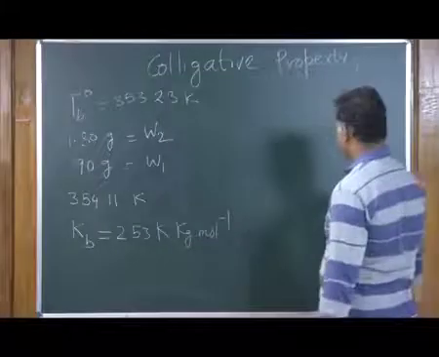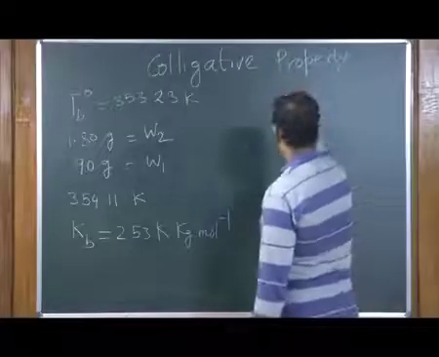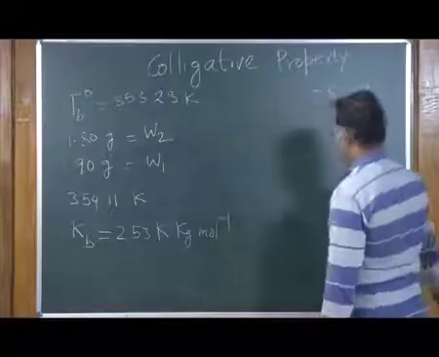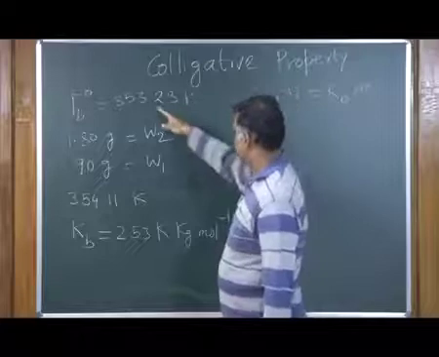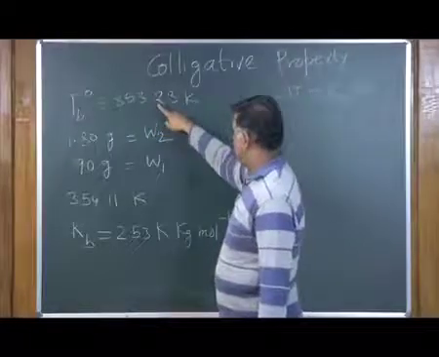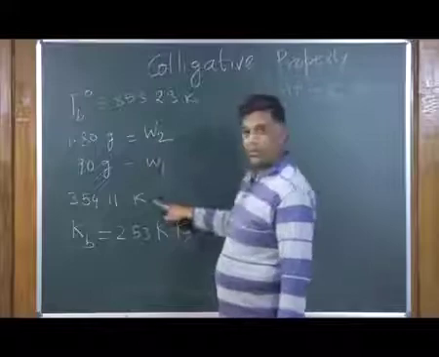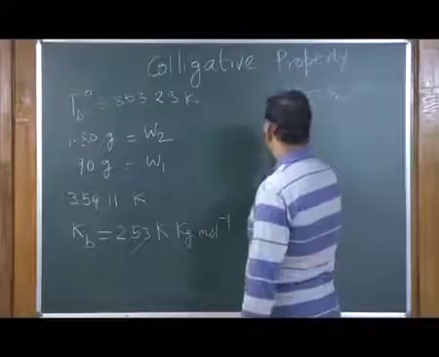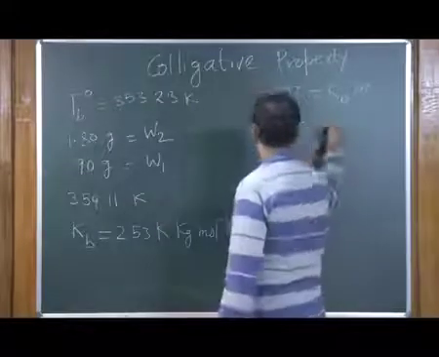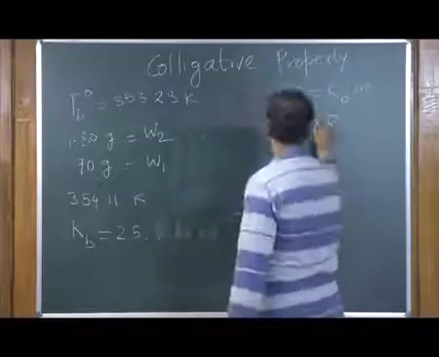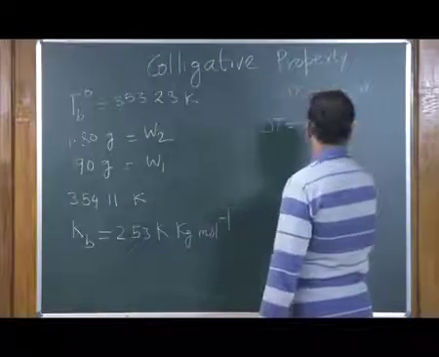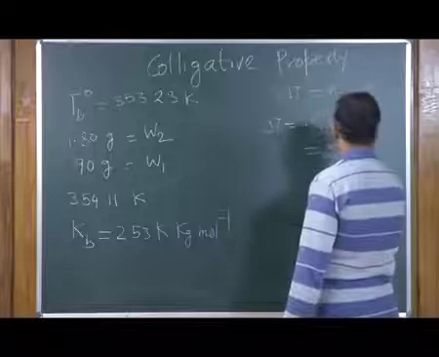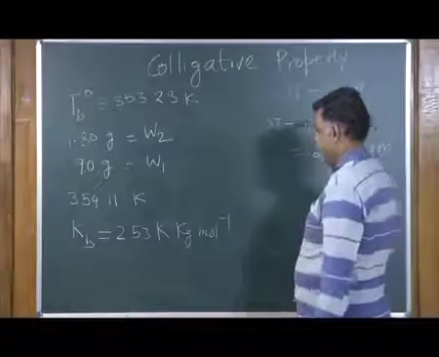Okay. So, this information is given, and now we are going to use the formula which we have already seen, that is delta T is equal to Kb m. Delta T is already given: we are given the boiling point of the pure solvent and the boiling point of the solution. So, delta T would be simply the difference, which is 0.88 Kelvin, equal to Kb, which is also given as 2.53, multiplied by molality.